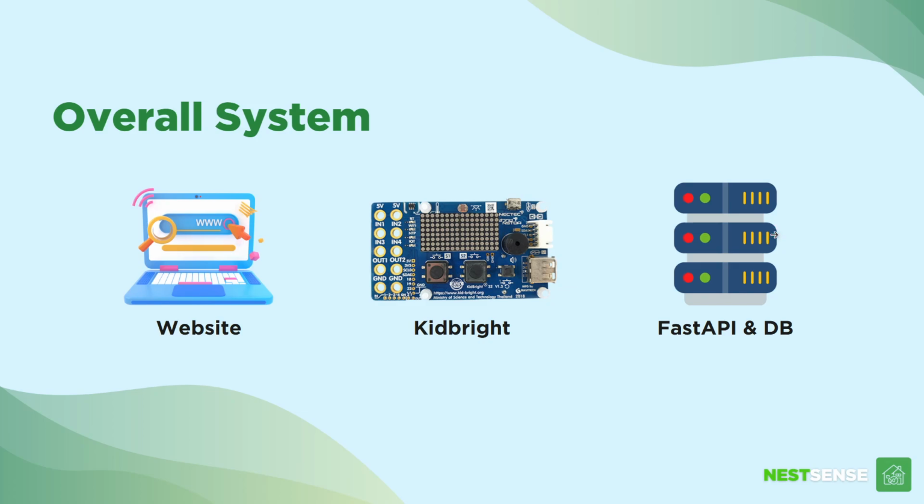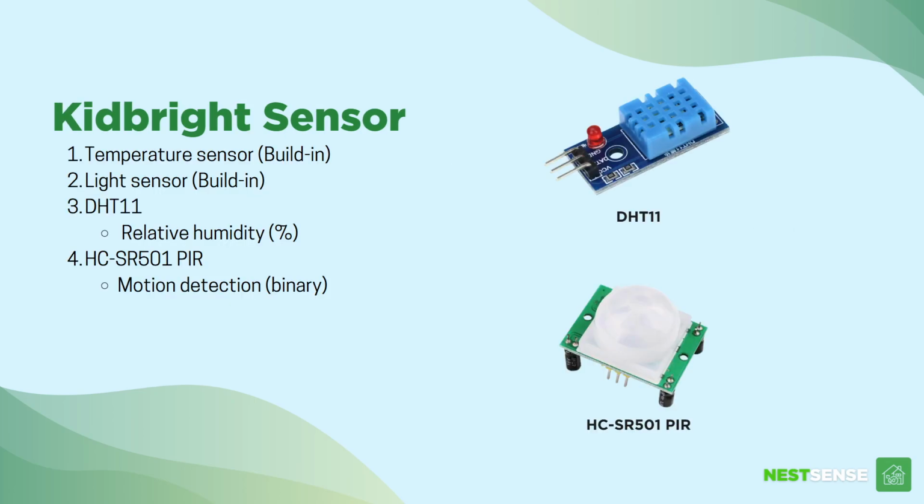The overall system of our project has three main key features. First one is the website, second one is Kitbright, and the last one is the API and database. Let's go through Kitbright first. For Kitbright, we have a temperature sensor and a light sensor, which are built in. The DHT11 and HC-SR501 PIR sensors are optional, and you can buy them and plug them into the Kitbright to use these features.